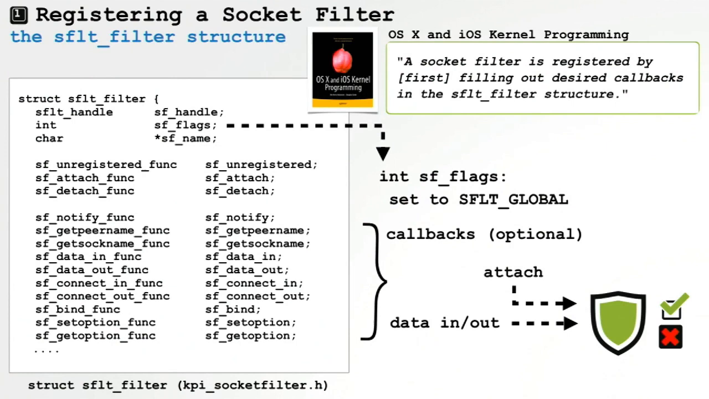So in order to filter network traffic and connections, we first have to register a socket filter. You accomplish this by first filling out a socket filter structure. This structure has various callbacks, which, once registered, will be invoked by the operating system anytime a socket action occurs. This then gives our firewall the ability to monitor, examine, and filter these socket actions.